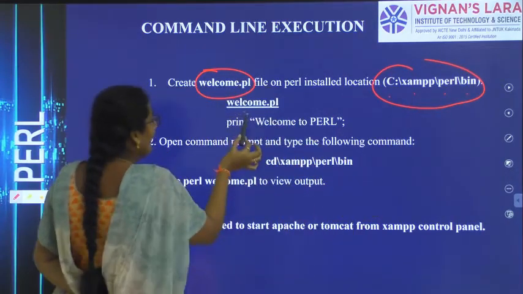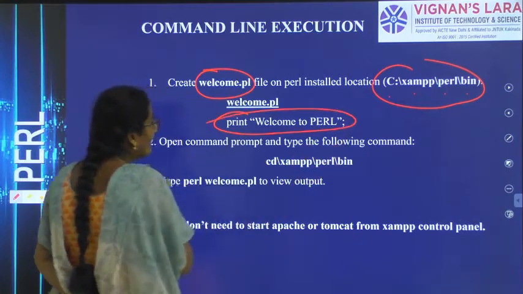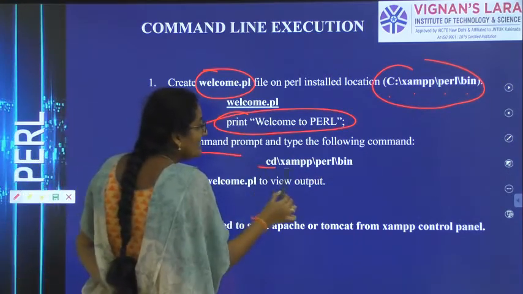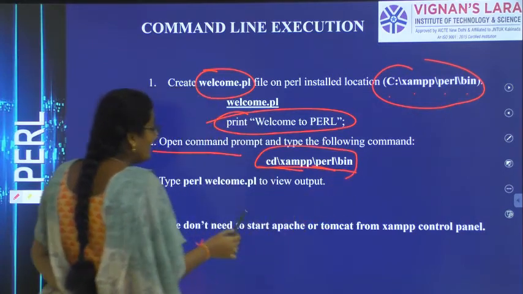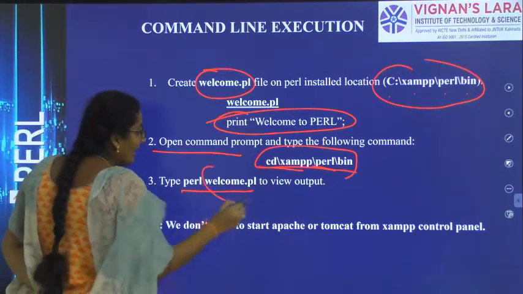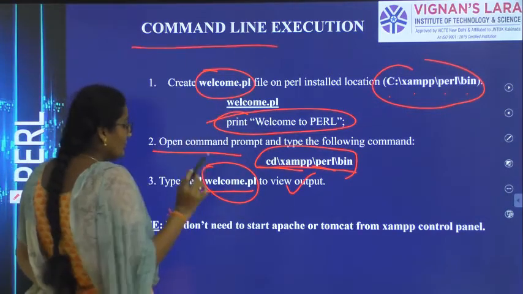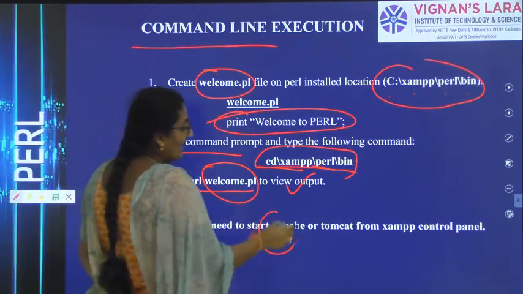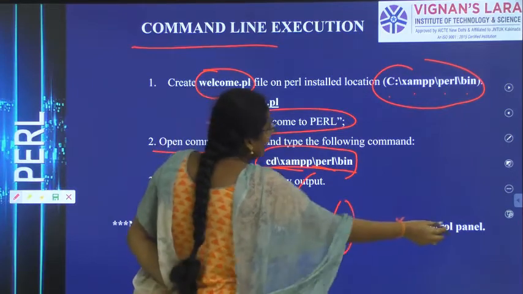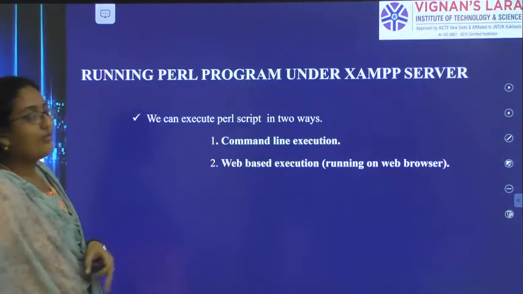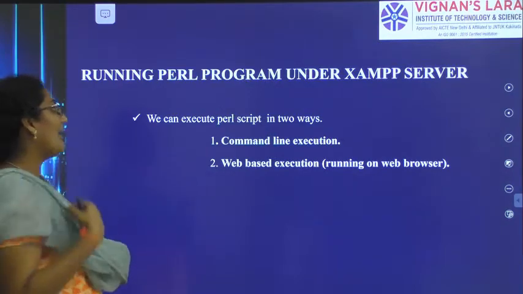In that file we should have written print welcome to parallel. Now you should open the command prompt and type cd XAMPP parallel bin. After this you should type parallel and your file name to view the output. We are executing in command line execution, so we will not start any Apache or any Tomcat in the XAMPP control panel.